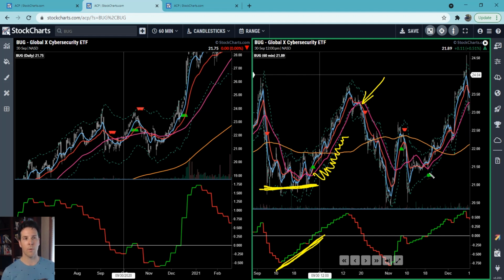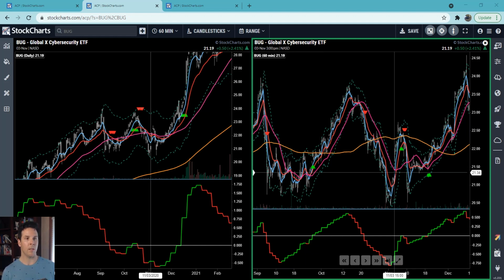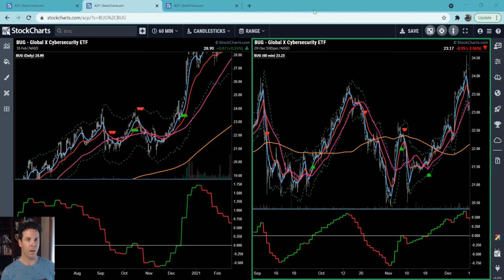Now let's look at the next one. We kind of see the same thing. Notice the double bottom. Let me get rid of the stuff at the bottom. Notice this double bottom right there. Notice the positive divergence. So double bottom, but the Moxie indicator is higher. I got a higher low.